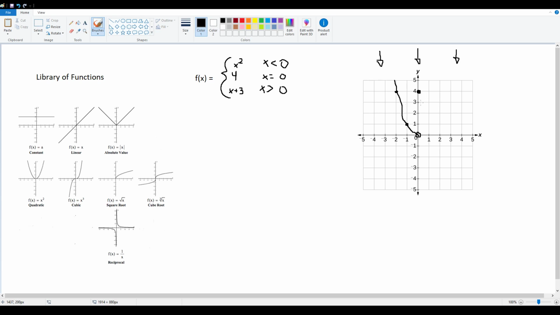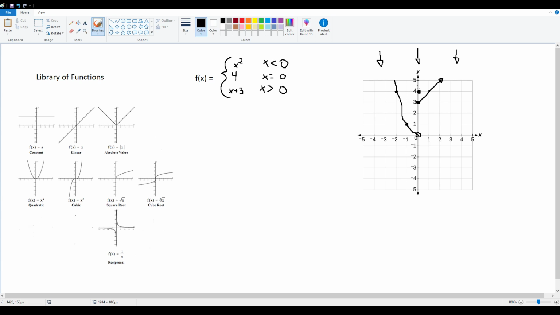So, the next one is y equals x plus 3 when x is greater than 0. So it'll be on the right side, right? X plus 3, that means your y-intercept will be plus 3. And the slope is x, which is 1 over 1. So it'll be up 1, and then up 1. And there your line is for that function.